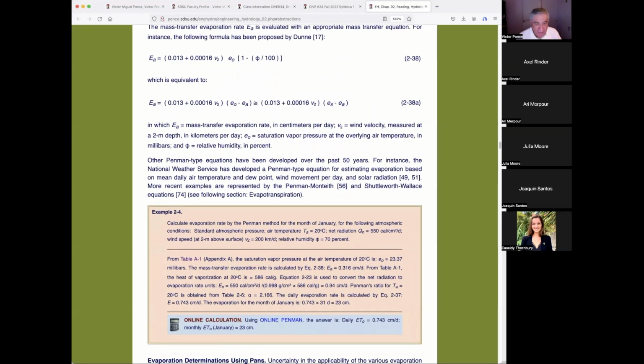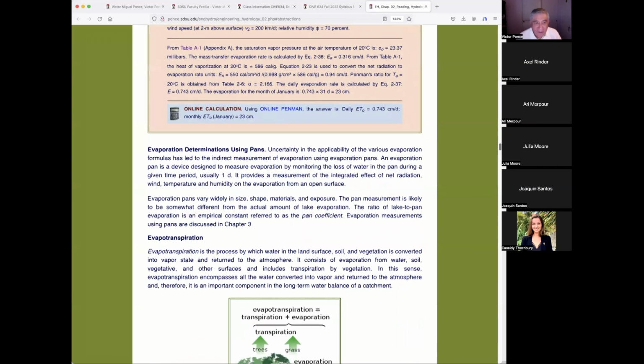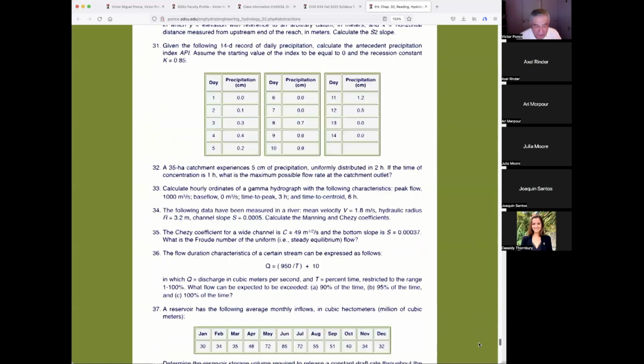Okay, finally, at the end of this section, we say other Penman type equations have been developed over the past 50 years. For instance, the National Weather Service has developed a Penman type equation for estimating evaporation based on mean daily air temperature and dew point, wind movement, and solar radiation. We quote the references. More recent examples are represented by the Penman-Monteith and Shuttleworth-Wallace. Penman-Monteith is 56. Shuttleworth-Wallace is 74. Let's say 56 over here.